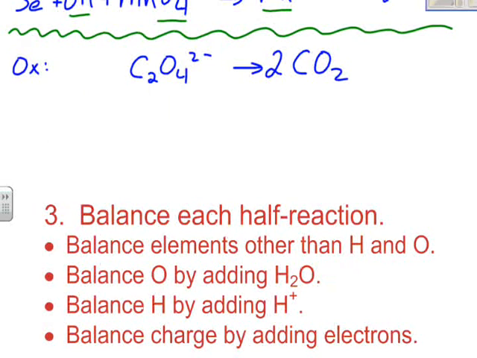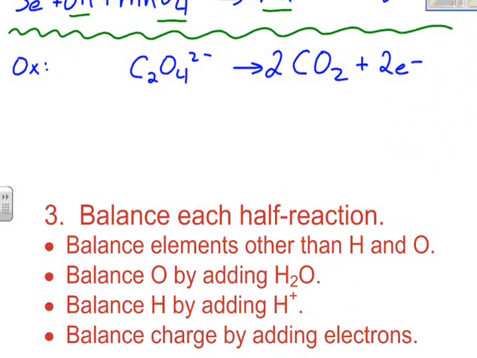What about looking at the charge? Well, if I look at the charge, I have a 2 minus charge on the left with the oxalate ion. And over on the right, I've got a neutral carbon dioxide. So to get 2 negatives over there, I'm going to have to add 2 electrons. Now remember, oxidation loses electrons, so it's good that we have electrons being given off on that side there.